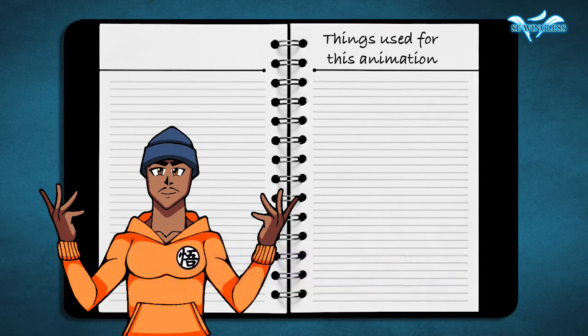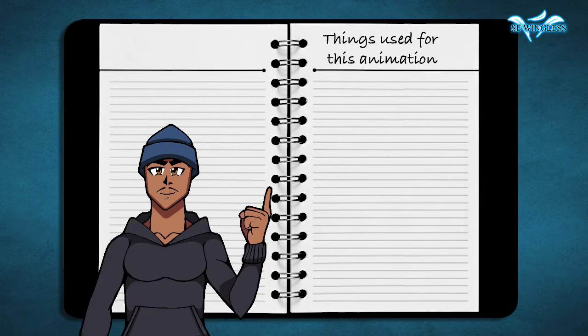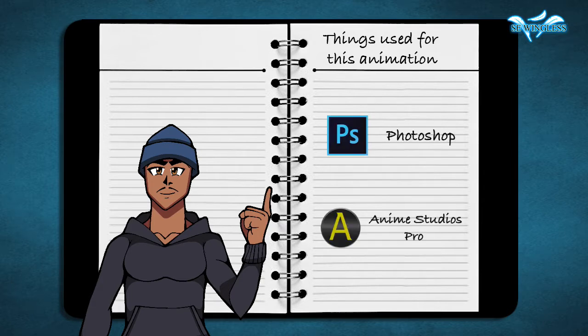Now within this animation, I did up to 4 to 5 scenes. Now, the program that I'm using is Photoshop and Animate Studios 9. Now, what I'm doing right here can be done in any animation program, but this is what I prefer. So don't think that this video is just limited to those 2 programs that I'm using right now.